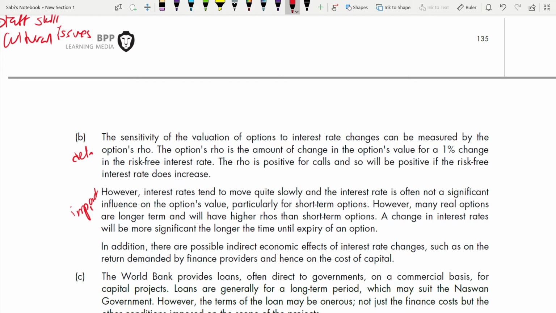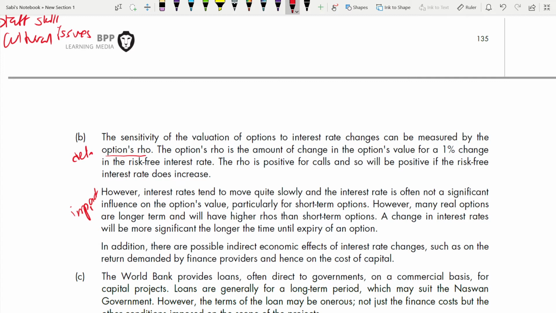Sensitivity of valuation of the options to interest rate changes can be measured by the options rho. So options rho measures how sensitive the value of an option is to the interest rate. That means if interest rate changes, does your option also change very rapidly? If the change is very massive, that means it's very sensitive. If the change is not so much, it's not so sensitive. This is like price elasticity of demand, how elastic the price changes is to the demand. So your x variable is interest rate change, y is value of an option.